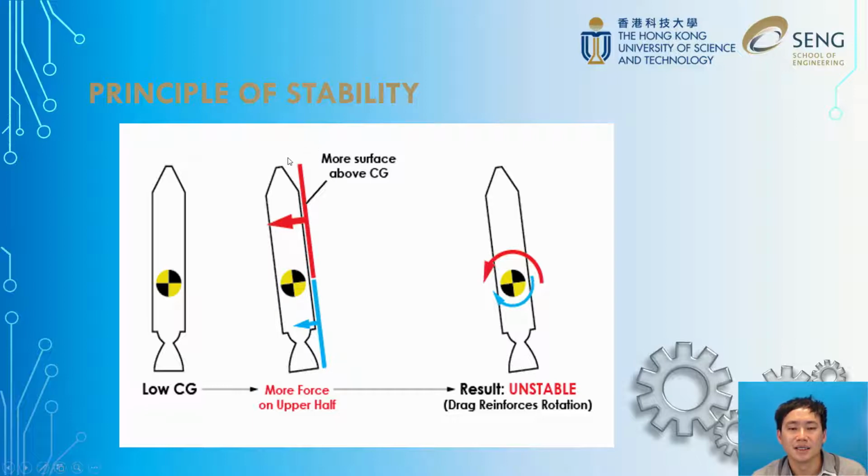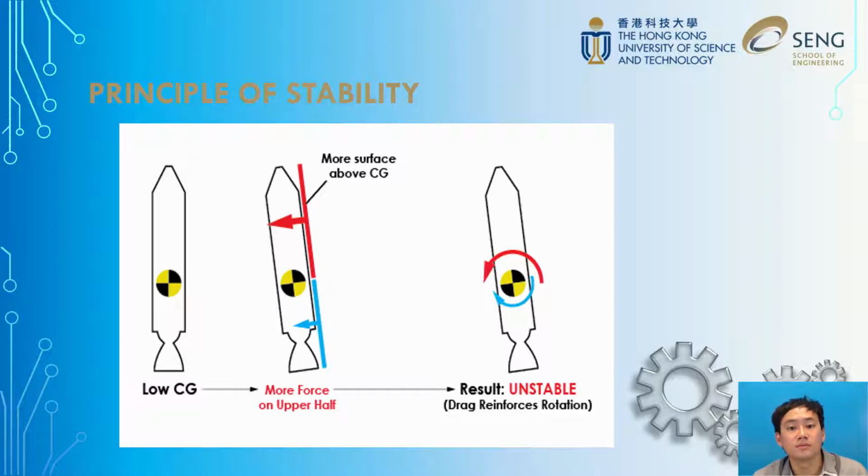If we assume that the projected area is similar throughout the whole rocket, the combined effect is that you will have a larger force turning this rocket further than the restoring moment generated from the bottom part, which is below the center of gravity. And you can see the end result is that this rocket will continue to rotate in the counterclockwise direction and result in an unstable condition.